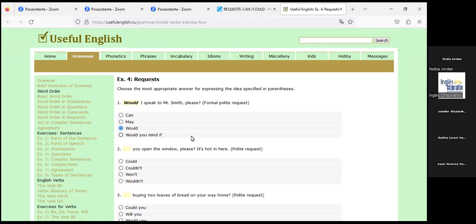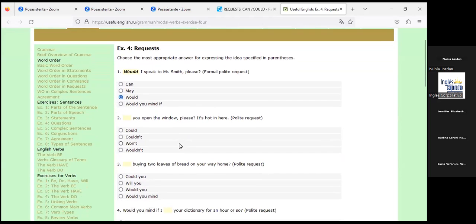Okay. Vamos con la segunda. You open the window, please. It's hot in here. Polite request. Ajá, como una forma más amigable. Sería cool. Ajá. Sí.